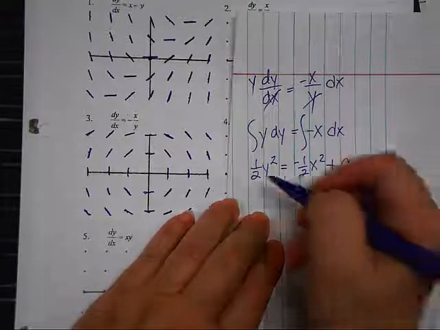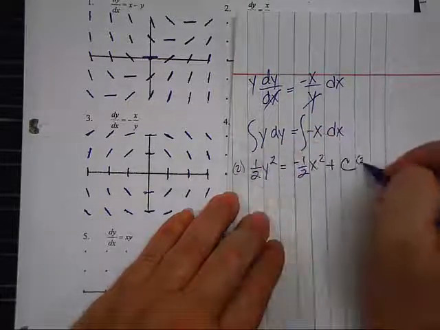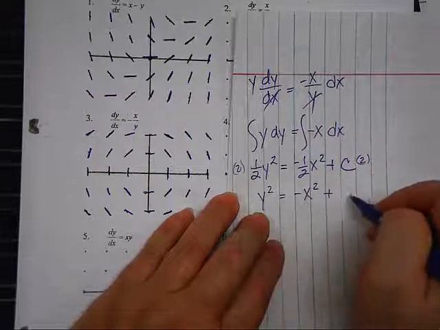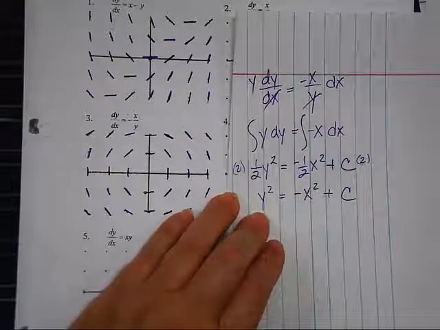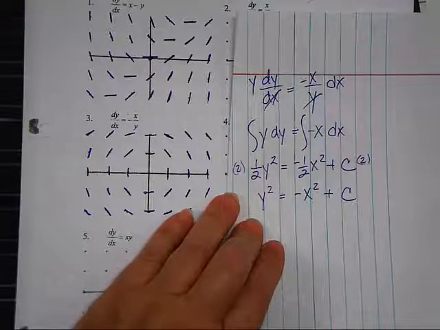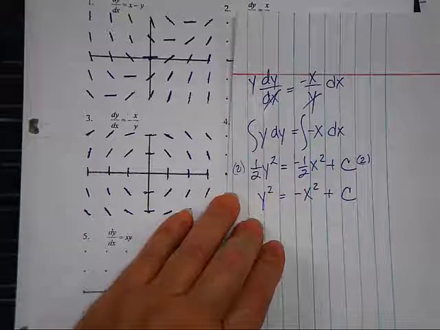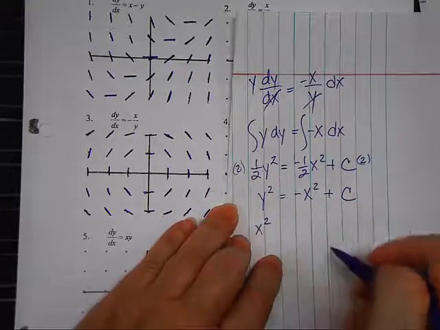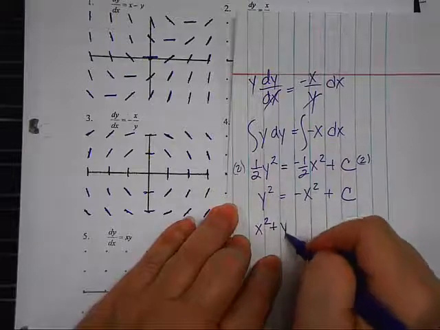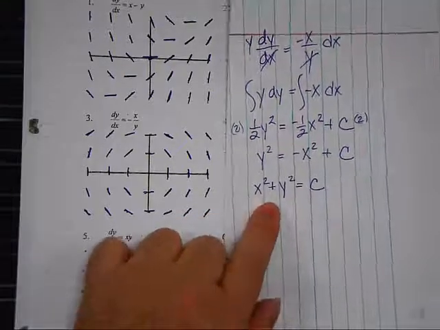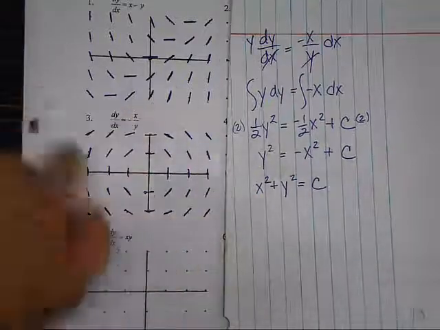Okay. Now, if I wanted to clean that up, what would be the next step? Multiply both sides by 2. So that would be y squared equals negative x squared plus just a c. Okay. On the homework, I said you could stop right there, but I'm going to take it a step farther. Move the x squared over with the y squared. Look what you get. Positive x squared plus y squared. What equation is that? That's a circle. That's why this is circular.